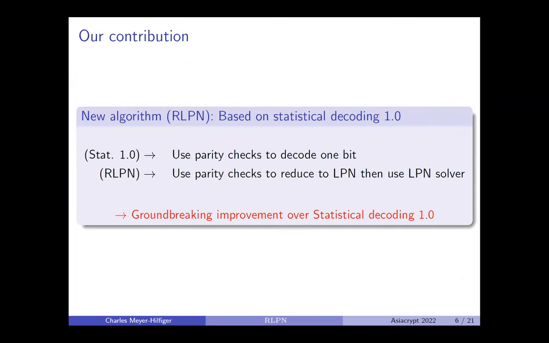So now, what is our contribution? We introduced a new algorithm called RLPN, which is based on statistical decoding 1.0. But in statistical decoding 1.0, we make use of parity checks to decode one bit of the error. In RLPN, we use parity checks to reduce our decoding problem into an LPN problem, and then we solve this LPN problem with typical, usual solvers. And this leads to a groundbreaking improvement over statistical decoding 1.0.